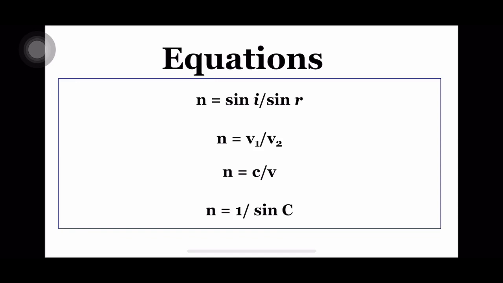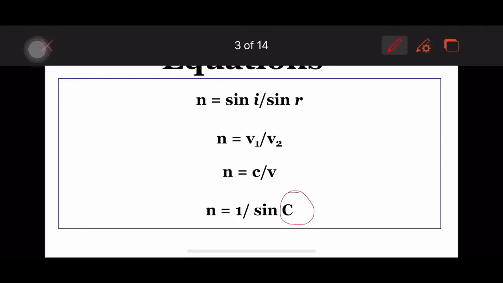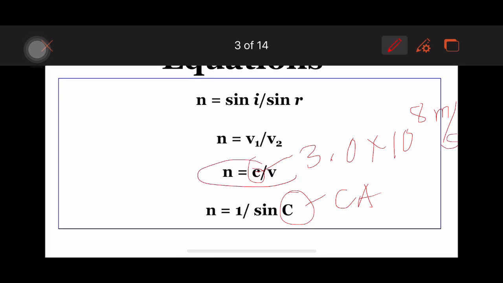And the last one is the relationship between critical angle and refractive index, which is n is equal to 1 divided by sine C. Capital C is your critical angle, and the small letter c is the speed of light, which is 3.0 times 10 raised to the power of 8. We should not confuse these two together, but actually this is not being used much in IGCSE. These three are being used.